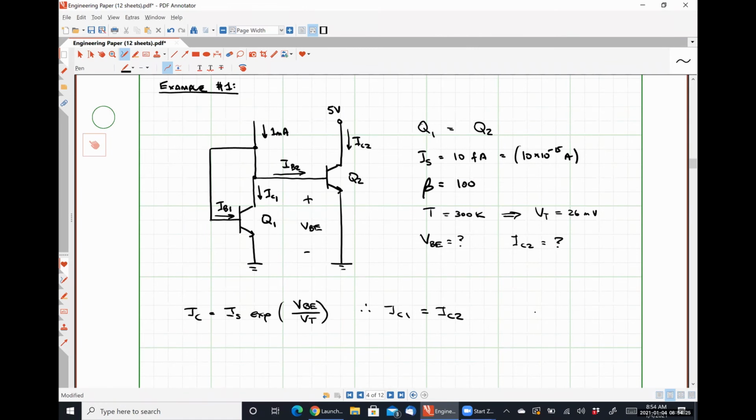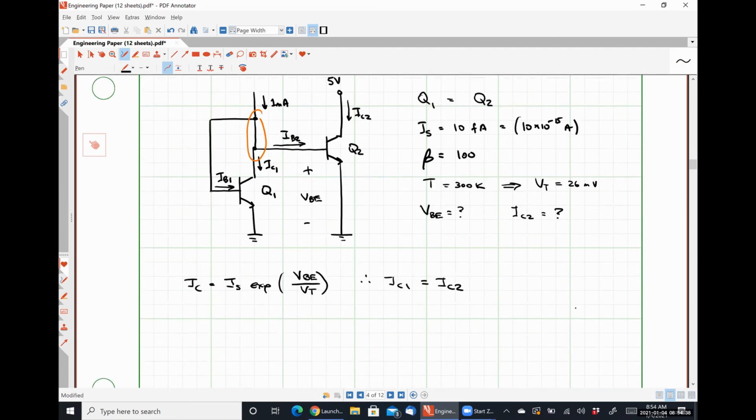Let's look at this node. All right, it's all one big node. If we apply Kirchhoff's current law here, we know that 1 milliamp is equal to our base current IB1 plus our collector current IC1 plus our base current IB2, right? Just good old Kirchhoff's current law, nothing particularly fancy there.